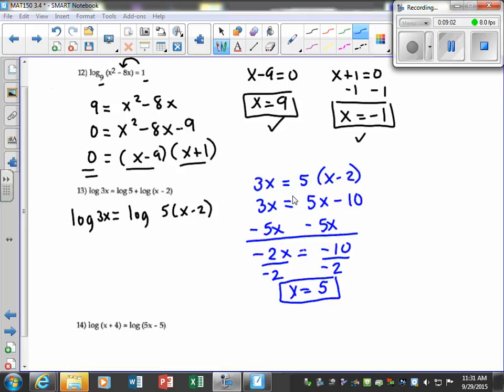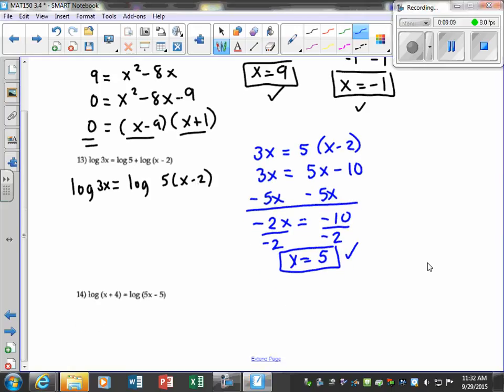Okay, so unpause it and check your steps on your algebra. Test the 5, and 5 checks out. This is our solution. So let's look at the last one, number 14.